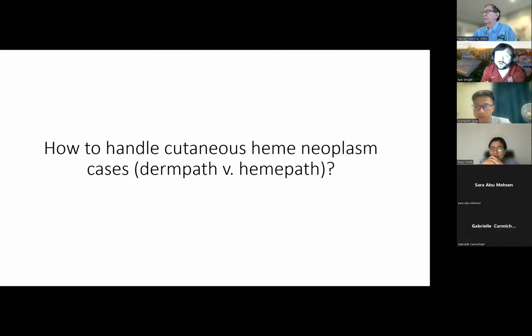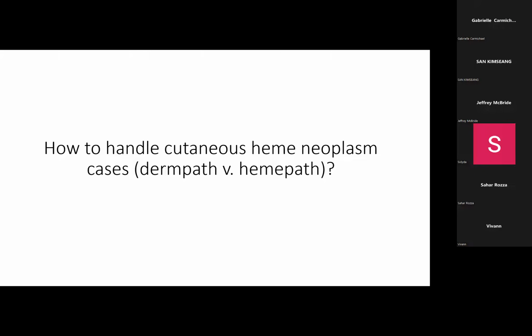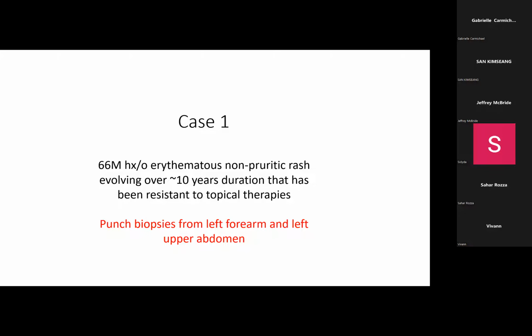I think the most critical aspect is that both services get some look at it, because there's certainly going to be some blind spots for HemePath in terms of derm entities and vice versa. So I think it's really important to have a strong collaborative connection, and that's something that Dr. McBride and I have been working on at our institution with the other dermatopathologists and hematopathologists. So we'll start with an easy one, a very common one.